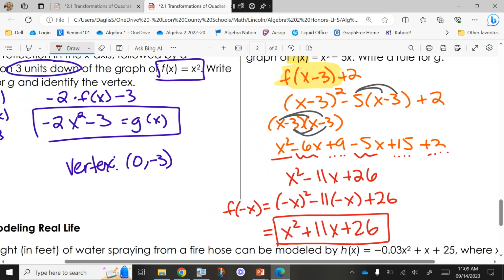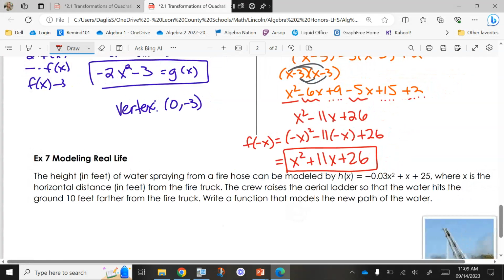Okay. Here we go. Real life situation. The height in feet of a water spraying from a fire hose can be modeled by h of x equals negative 0.03 x squared plus x plus 25, where x is the horizontal distance in feet from the fire truck. The crew raises the aerial ladder so that the water hits the ground 10 feet farther from the truck. Write a function that models the new path of the water.